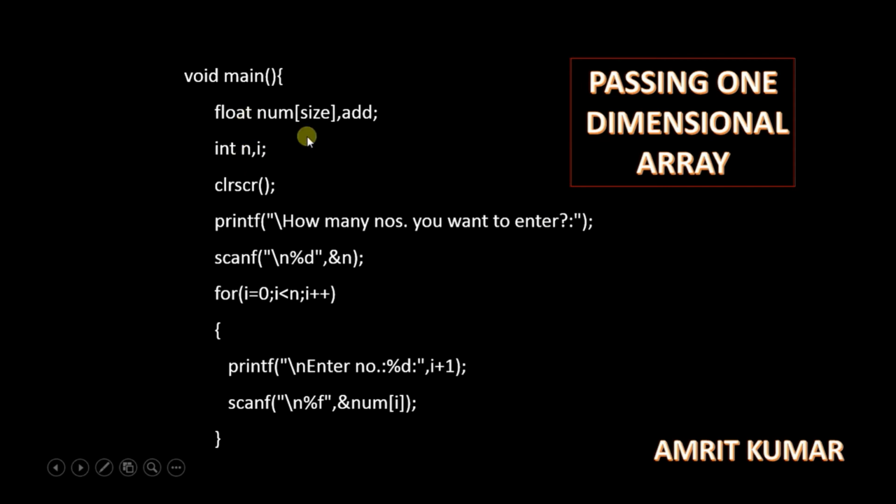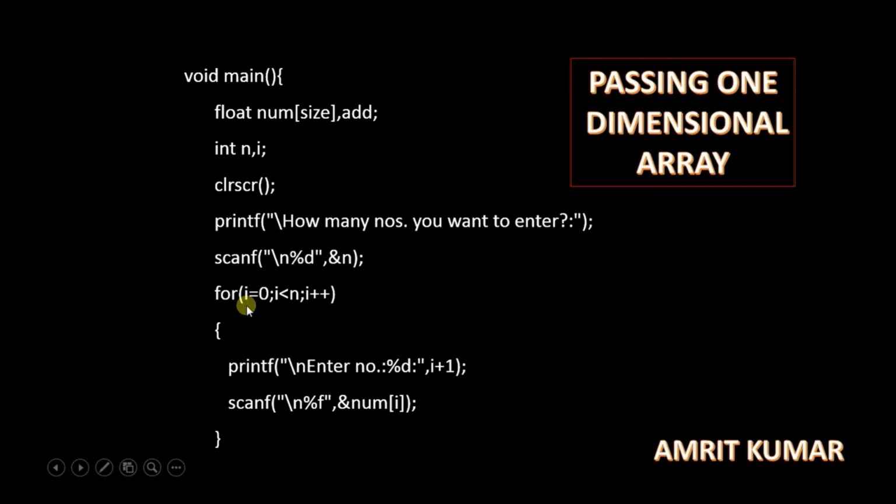After this I am using two variables here, n and i, which have the data type integer. After that I am using the clrscr function, whose work is to clear the screen. Then I am printing a message so that the user can determine what to do: how many numbers do you want to enter? That is the question I have asked the user, so that the user can enter the number. Then for accepting that number I am using the scanf function, which helps us scan a value from the keyboard, meaning it is entered by the user.